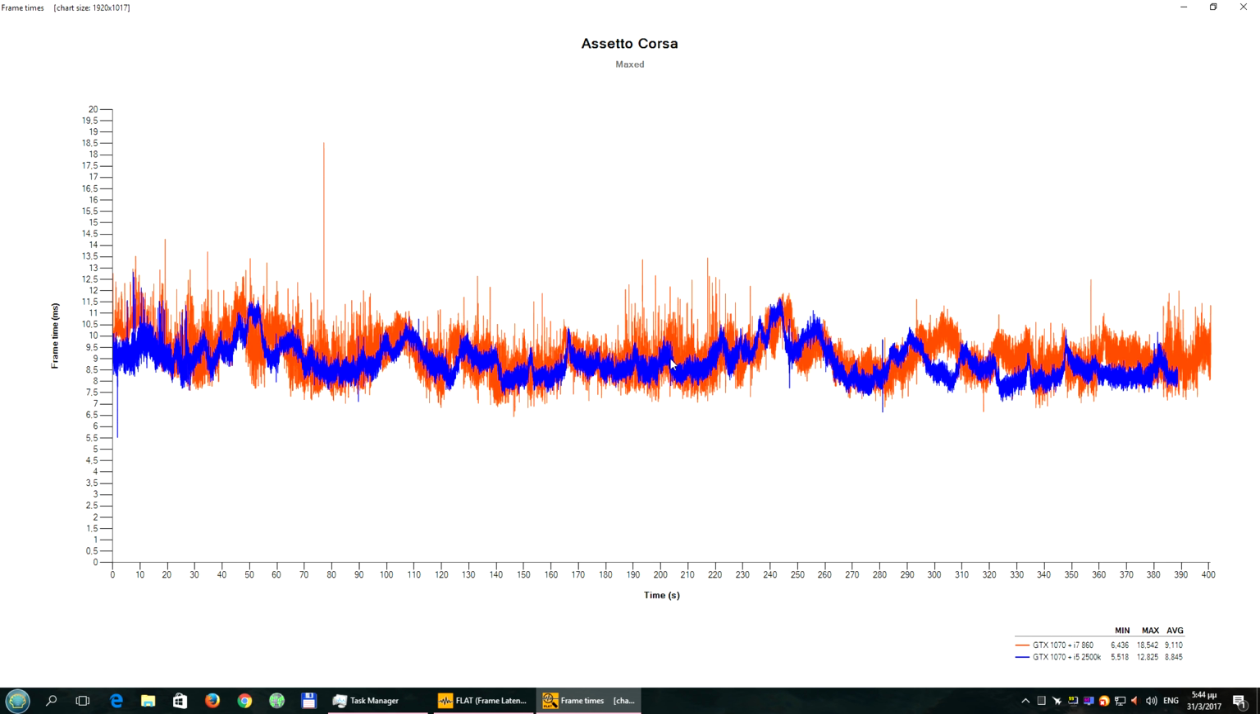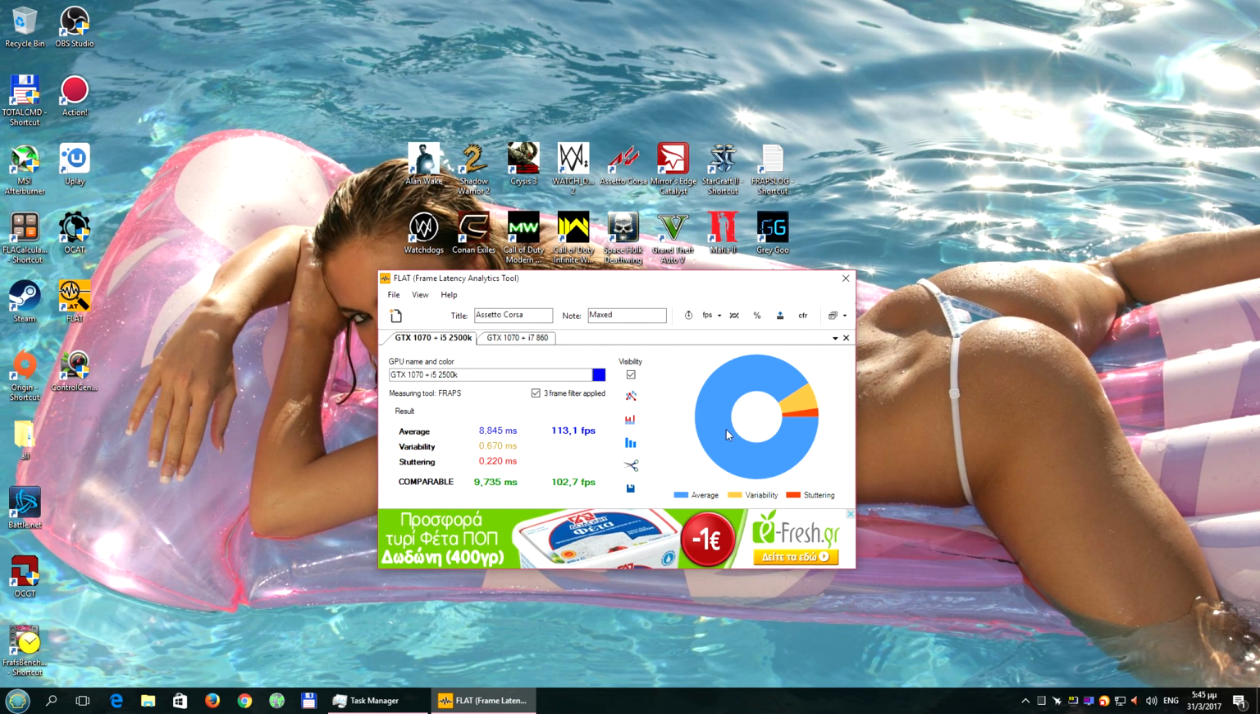Yes, as you can see, the 2500K in the blue indeed has lower stuttering, very visibly lower, but nothing too crazy. We are talking about just a few milliseconds, less than a few milliseconds actually, 0 point something milliseconds, nothing too serious. And of course the length of the run is also very similar. I'm very happy about that.